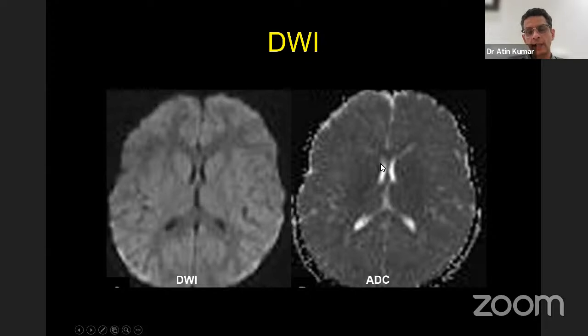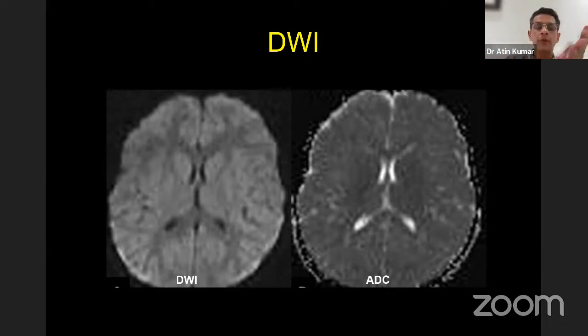You would have heard this term, apparent diffusion coefficient map. This is nothing but a mathematical representation of a diffusion weighted image, and it is almost an inverse of a diffusion weighted image. So in this, the CSF appears dark. On the ADC map, the CSF appears bright. This has got a T2 component, and we see both of them together to decide if there is diffusion restriction or not.